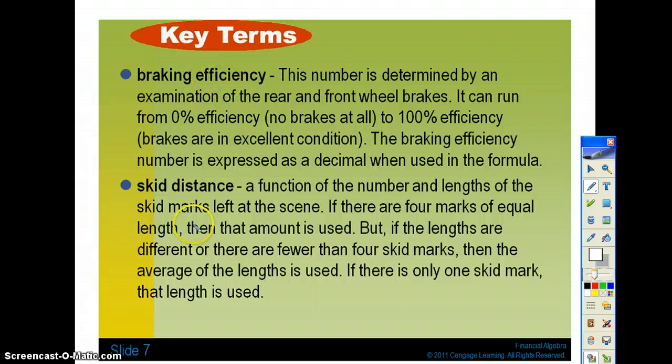All right, and then braking efficiency and skid distance. This is the one calculation that we'll have, our skid distances. That's what we're going to calculate in this section. Your braking efficiency is determined by an examination of both the rear and front wheel brakes. If your brakes are completely non-existent, you have 0% efficiency. If you have perfect brakes, then we'll say that your braking efficiency is 100%. When we plug that into the formula, we always use it as a decimal. So if it's 100%, we would use 1, and at 0%, it would be 0.